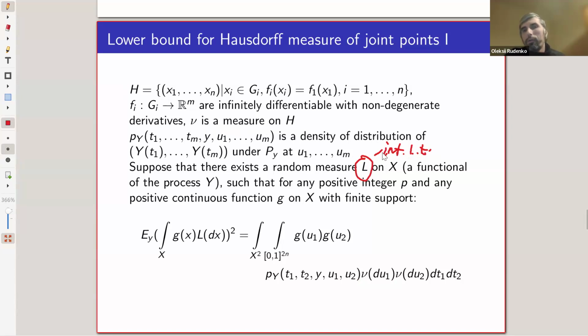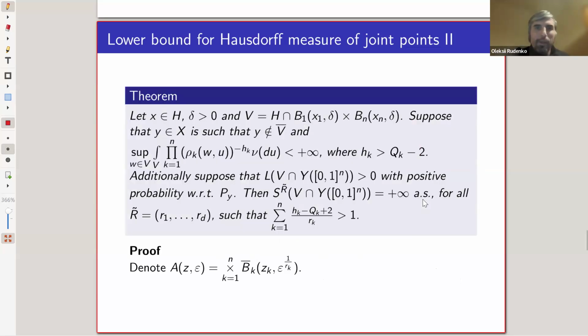In my paper, I think it is equivalent to the surface measure on H. H is a smooth manifold, so we can have a surface measure on it, and nu is equivalent to the surface measure. So this will be nu, and this equality is what we will have for intersection local time too. So using this, I will prove the following theorem.